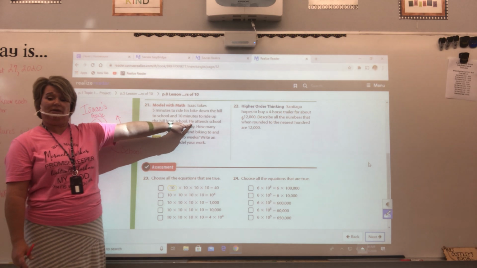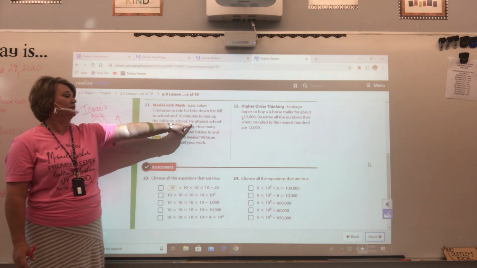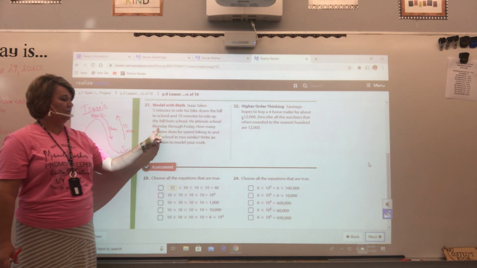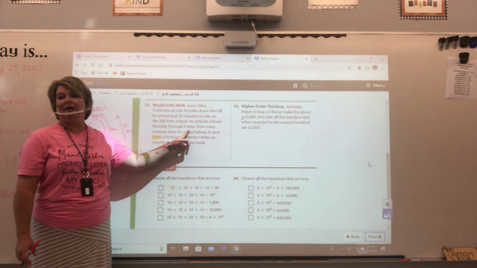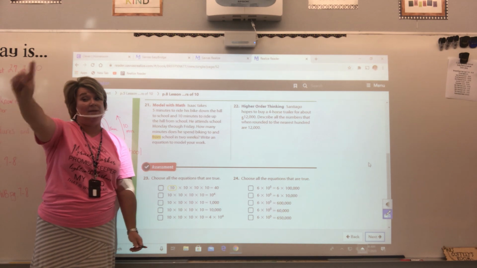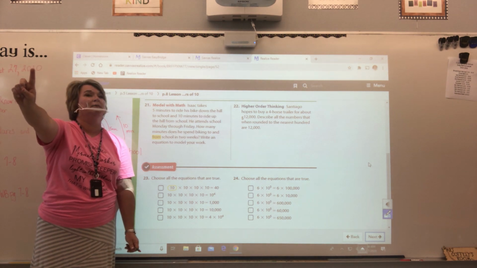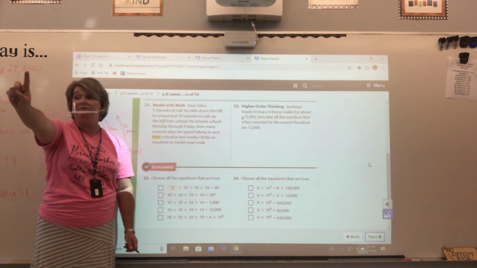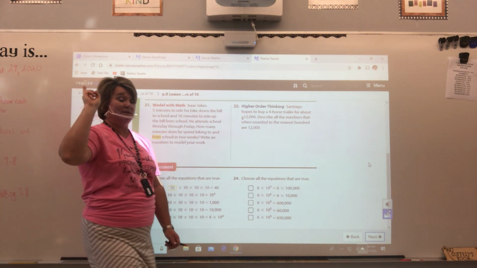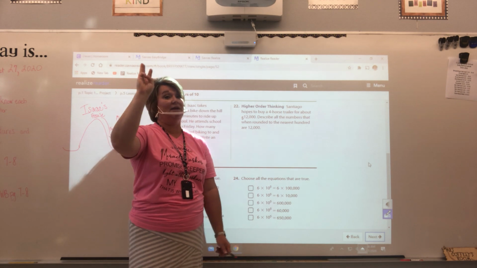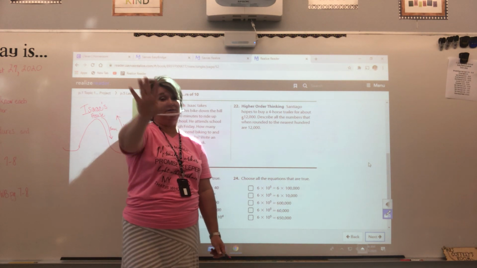Get your pencil on the word he, or your finger on the word he. He attends school, what does this say? Monday through Friday. So how many days is that? 5. So how many minutes did he ride his bike on Monday? 15. How many minutes did he ride his bike on Tuesday? 15. How many minutes did he ride his bike on Wednesday? 15. What about Thursday? 15. What about Friday? 15.